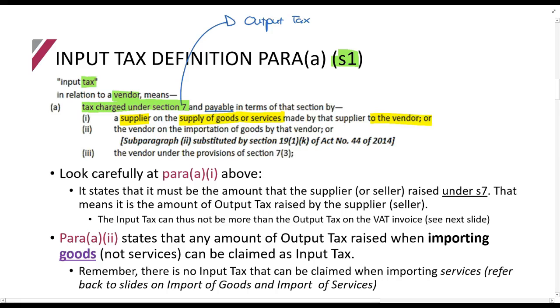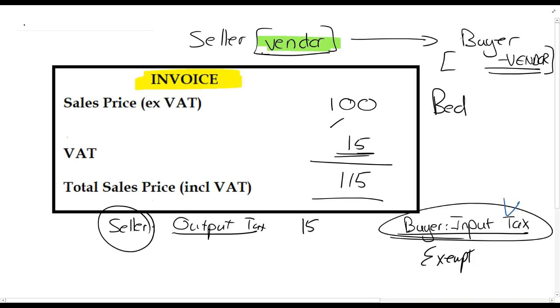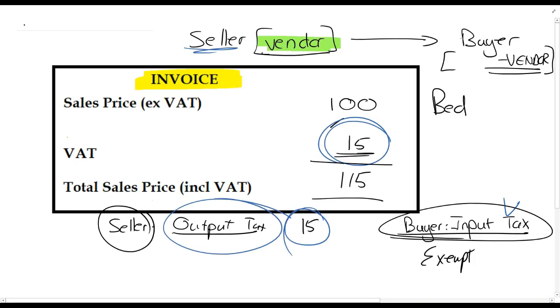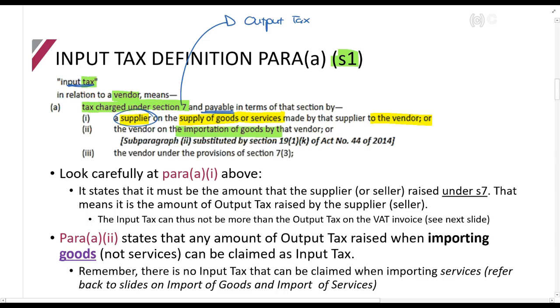Or if you import goods, then you can claim it. That is why when we looked at imports of goods, we see there's output tax and input tax, as you can see here. So what are they saying here? They're saying the input tax is the amount which is payable by the supplier. Now if I take you back, the seller is the supplier. The 15 rands, that output tax is payable by the supplier, and that is why you can claim that as input tax. That is what they try and tell us there.